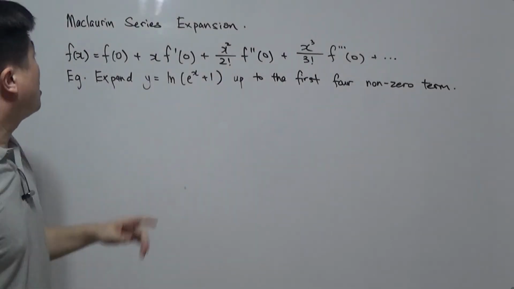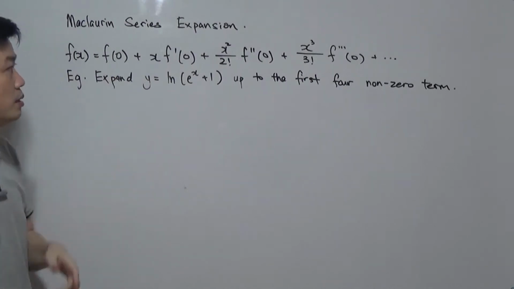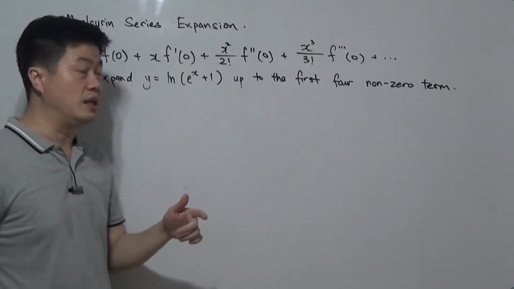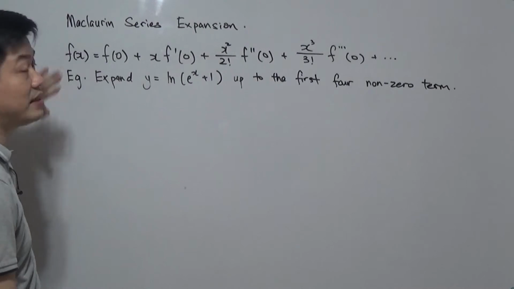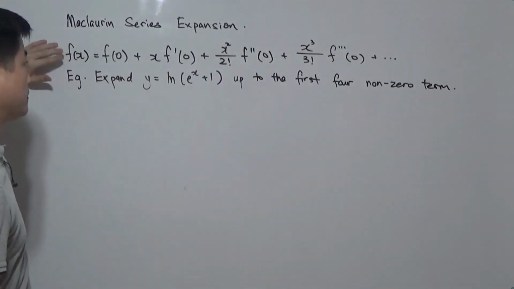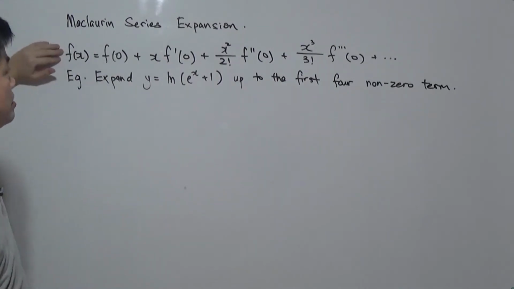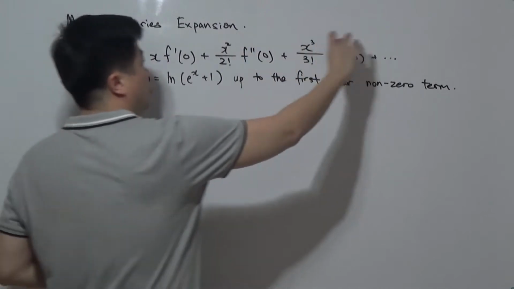Alright, so we're going to continue to look at our Maclaurin series expansion. In the previous lesson we talked about the steps, step 1, 2 and 3, on how to use the formula that's given on my formula sheet. So this is the Maclaurin series expansion. I've left it here for good reference.